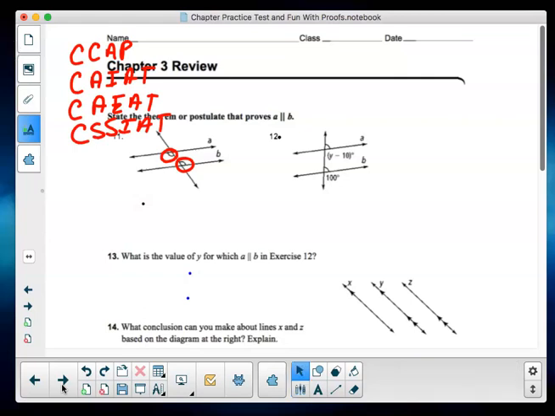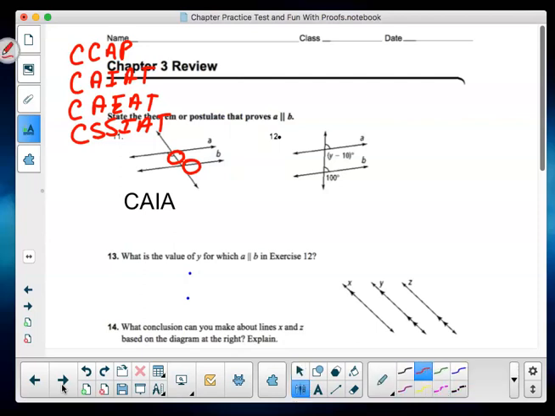And I've got to make sure I put them together with the combination that's there in front of me. The 2 that I'm just moving out here, these are alternate interiors. So by the converse of alternate interior angles theorem, I can say that in 11, those 2 lines, A and B, are parallel. So A is parallel to B because of the converse of alternate interior angles.